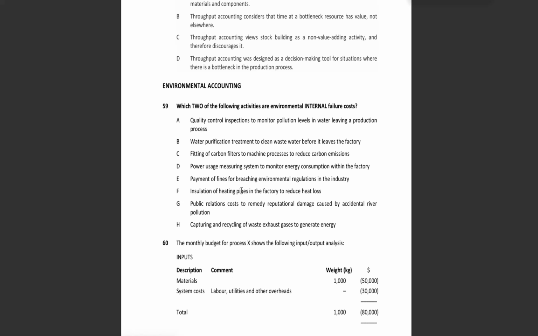Installation of the heating pipe in the factory to reduce the heat loss. That means we are preventing the things. That's why we are incurring the cost. So this will be environmental prevention cost, right?